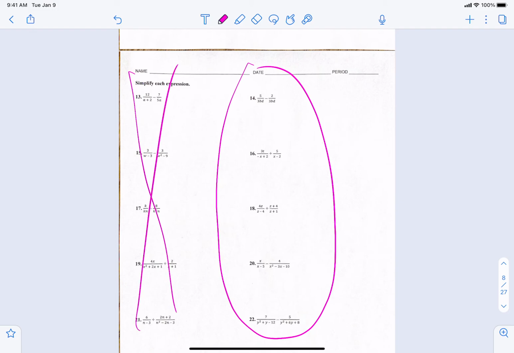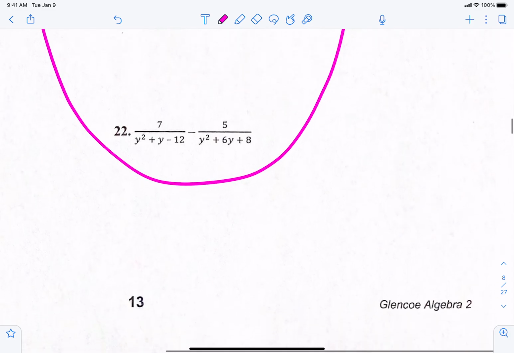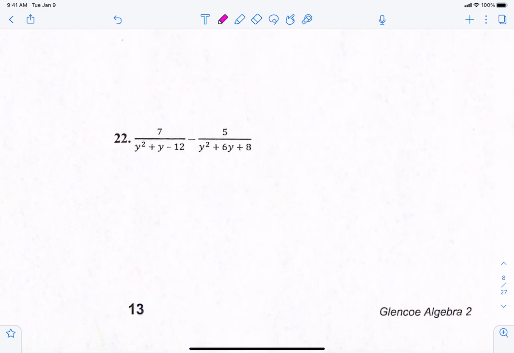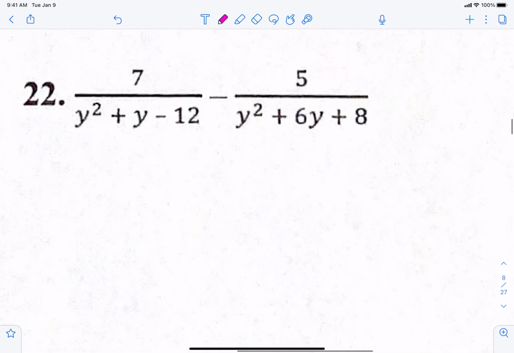Do you want to go through number 22 together just for one more example? Okay, let's do one more example. All right, 22. This is the last one, and then I'll let you guys work on your own. Okay? 22. Trapped or not trapped?